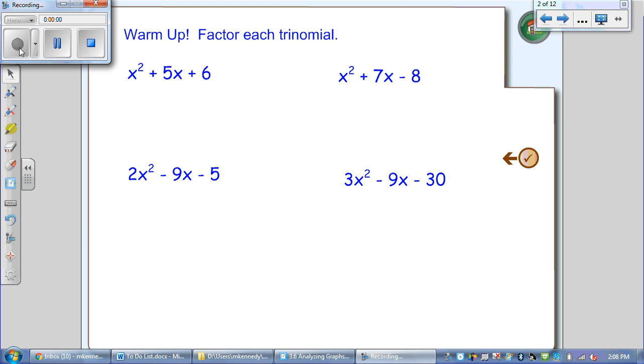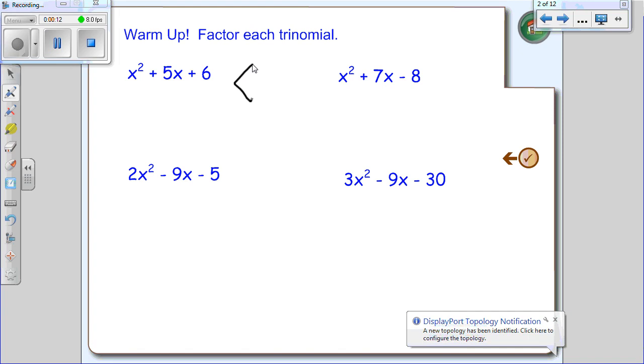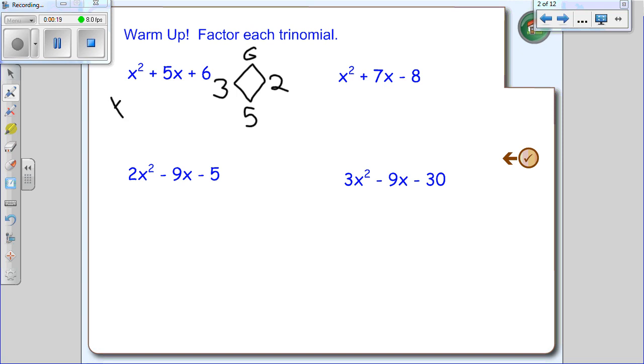Going to do is we're going to practice factoring. So you remember how to factor. So, first question, factor it. What do you have to do? Simon method. Things that multiply to be 6, add to be 5: 3, 2. So you have x plus 3, x plus 2.